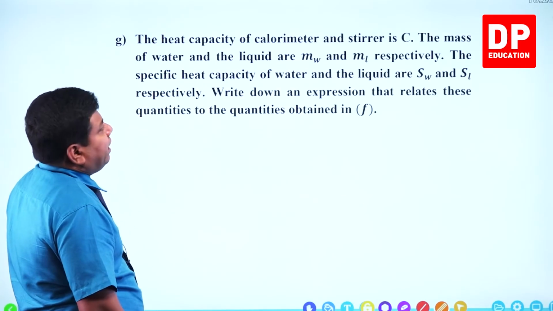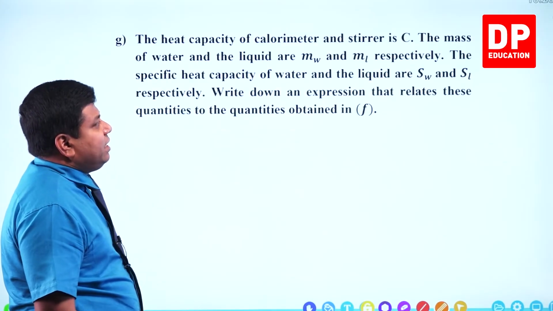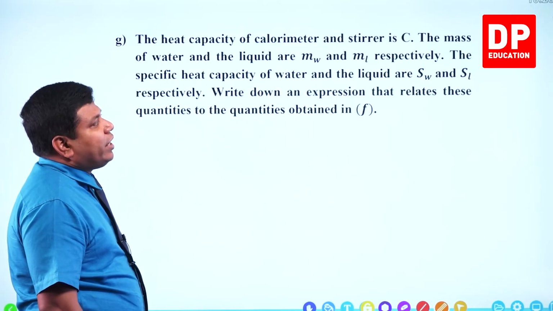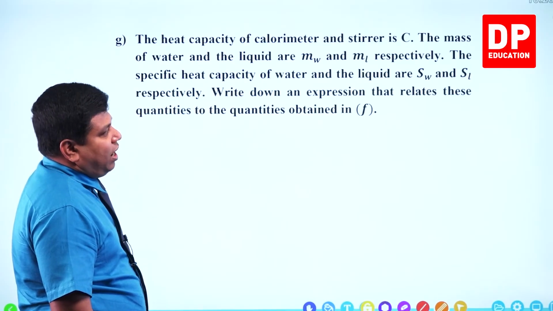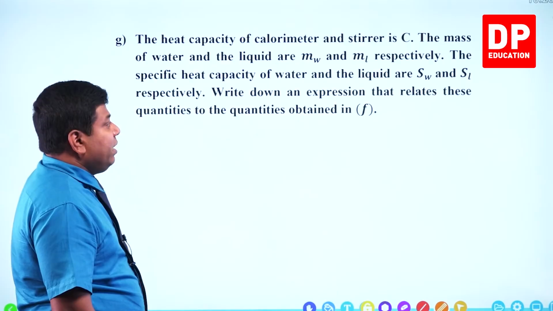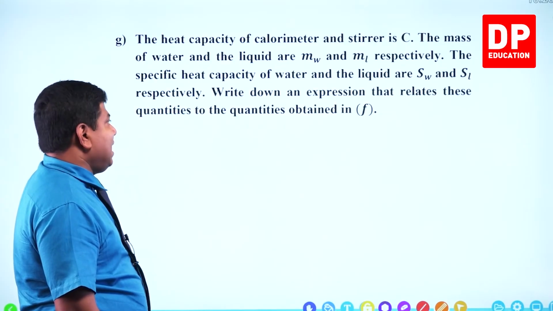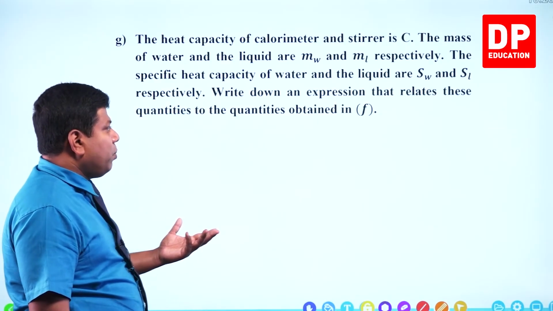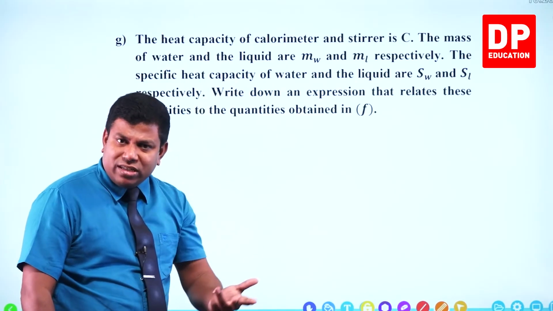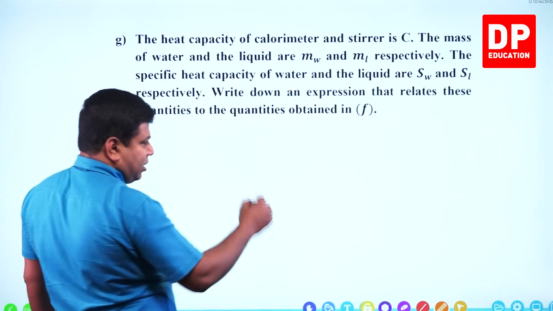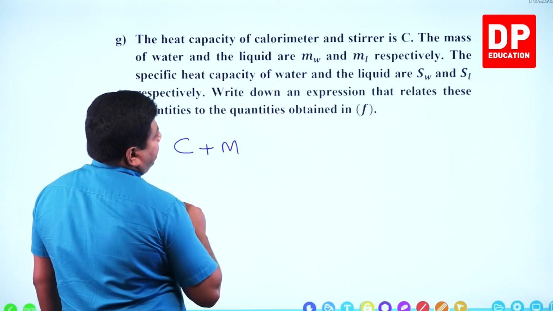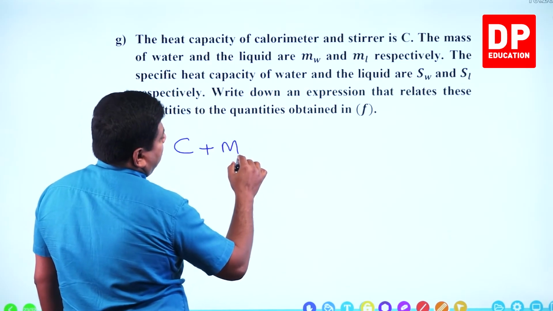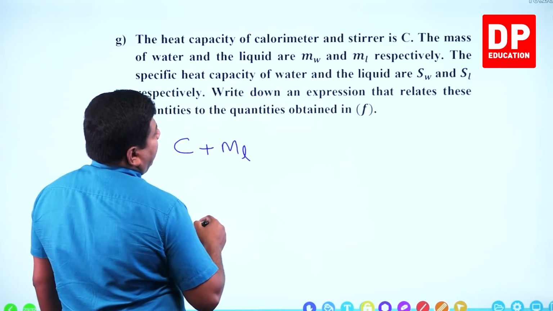The heat capacity of calorimeter and stirrer is C. Mass of water and the liquid MW and ML. The specific heat capacity of water and the liquid are SW and SL respectively. Write down an expression that relates these quantities to the quantities obtained in F. Same question every time we write. They're asking us to write the equation C plus ML and SL.